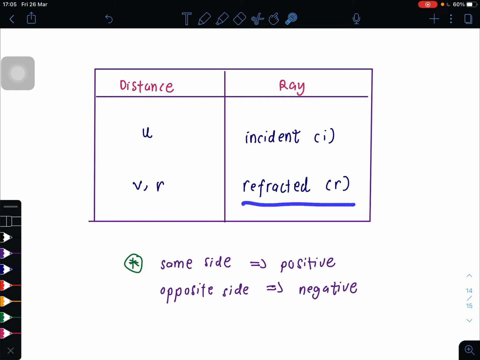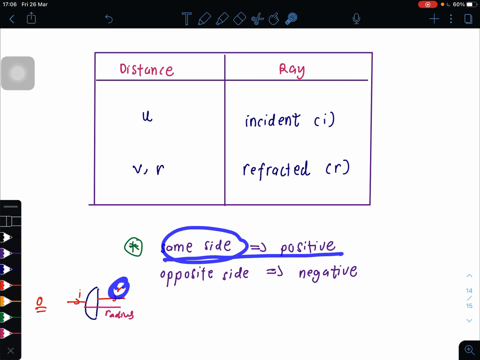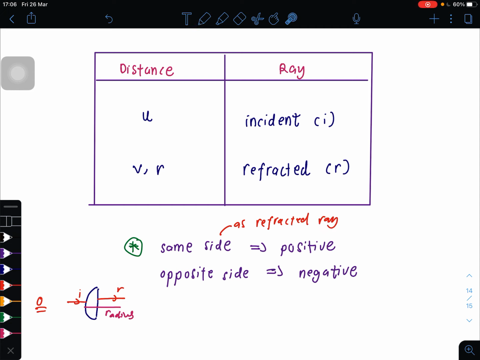Kita akan always compare the radius ni dekat mana. Okay, contohnya macam ni kan tadi kita punya lukisan tu. So we have incident, this one incident, this one refracted ray. So maksudnya incident tu objek tu dekat depan sini. And then radius dia adalah daripada sini ke sini. So this will be the radius. Okay, so radius ni kalau dia same side, okay, same side as the refracted ray. Dia mesti same side as refracted ray. Kalau dia same side macam ni, dia akan jadi positif. Kalau dia opposite side, dia akan jadi negatif.